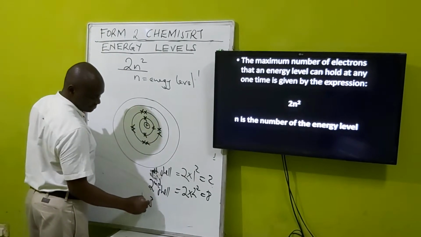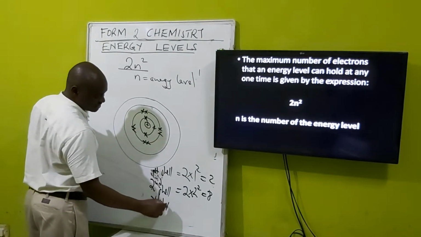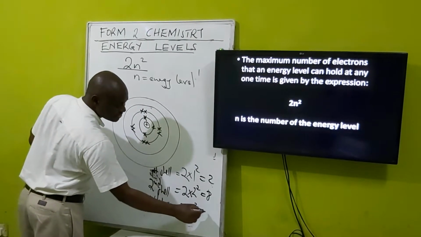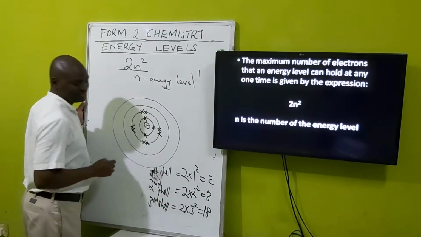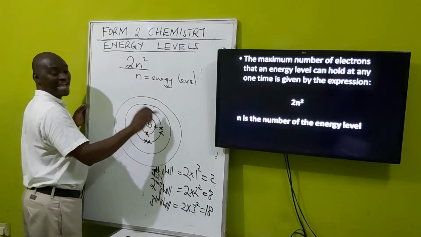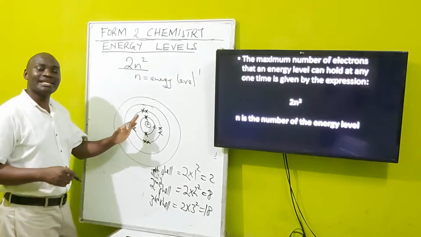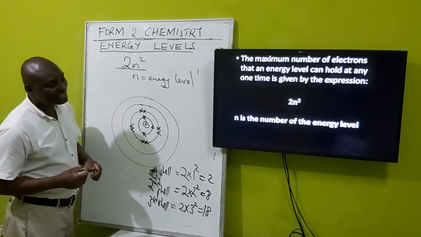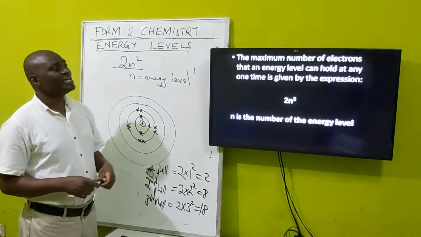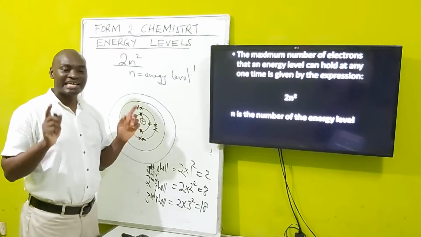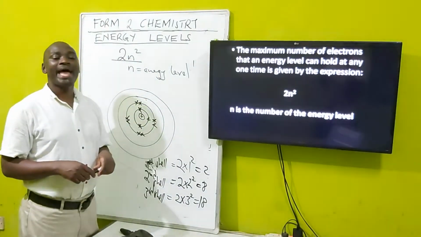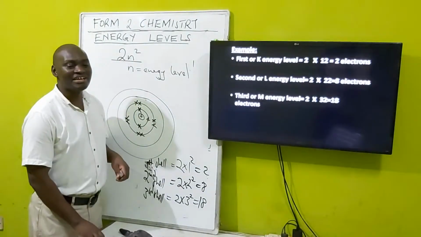The third shell will have 2 times 3 squared, which should be 18. So this one is supposed to carry 18. That is how we calculate the number of electrons. So the maximum number of electrons that an energy level can hold at any one time is given by the expression 2n squared, where n is the number of the energy level.